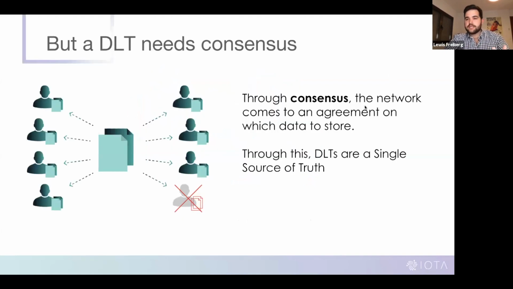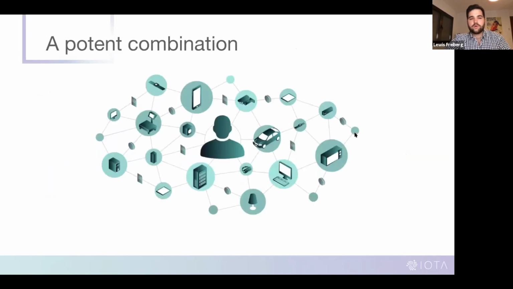But what makes a distributed ledger special is the need for consensus. So in any distributed ledger technology, there will be a consensus mechanism which helps the network come to agreement on which information should be stored at any time. So through this, you kind of have a single source of truth where you can query the distributed ledger and have an understanding that everybody else has the same idea that you do, or is getting the same information that you have.